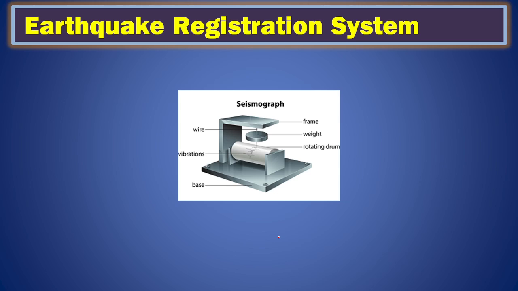For the earthquake registration system, first we need to understand there is a seismograph. What is a seismograph? Whenever an earthquake happens, it will register it. When the registration is done, we can draw that on a Richter scale. What is the magnitude? We need to know the magnitude, and once you know it, we need to transfer it to the system.